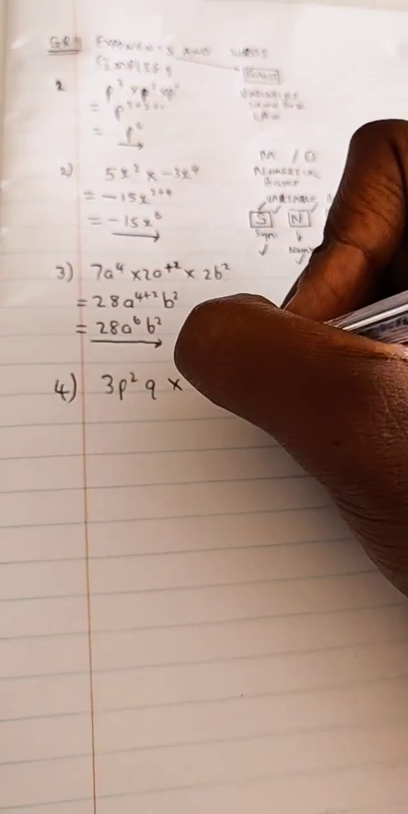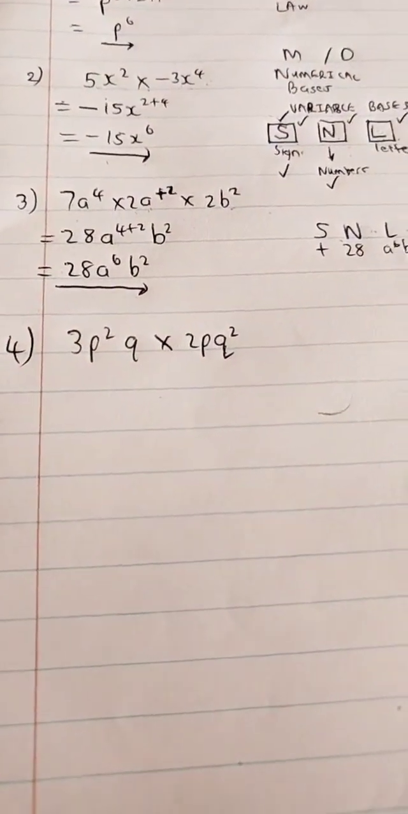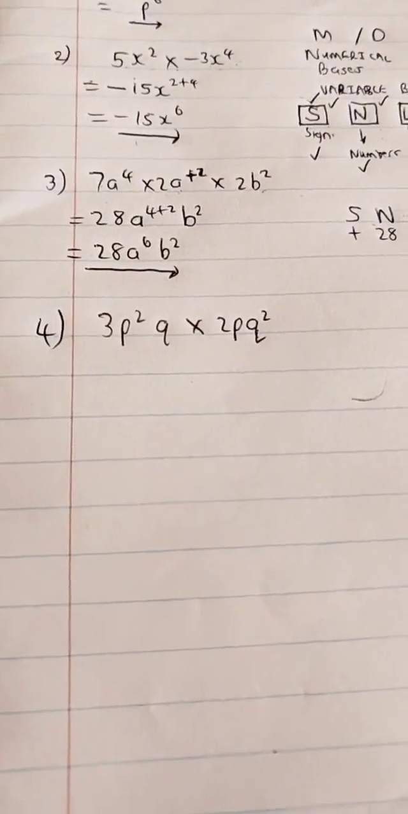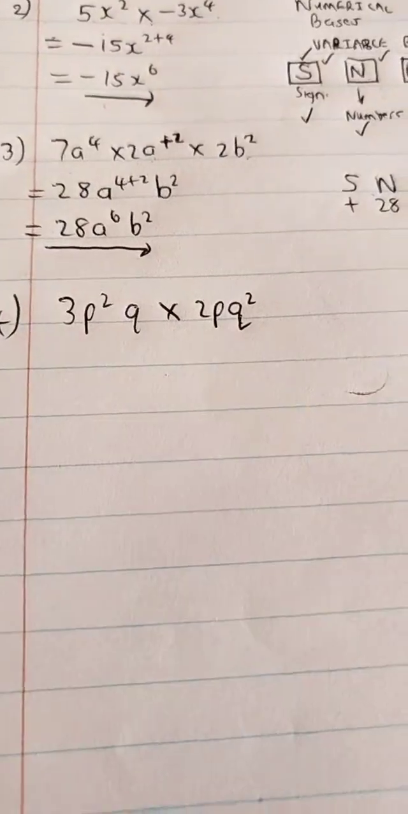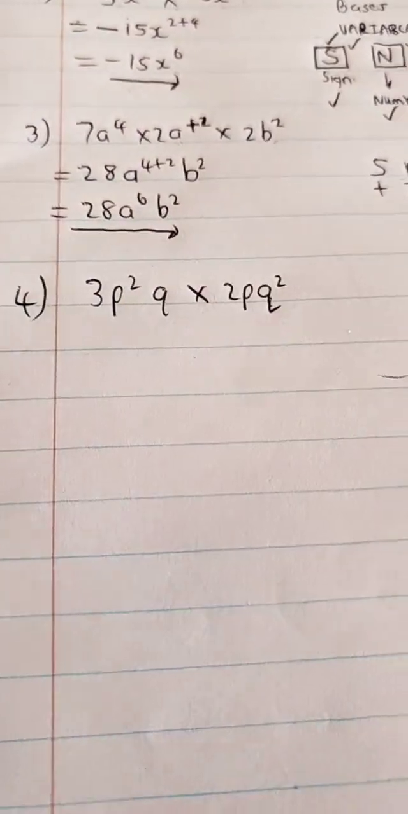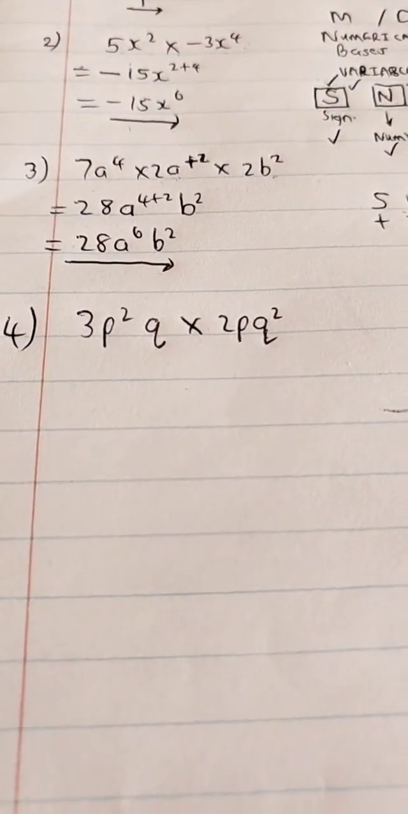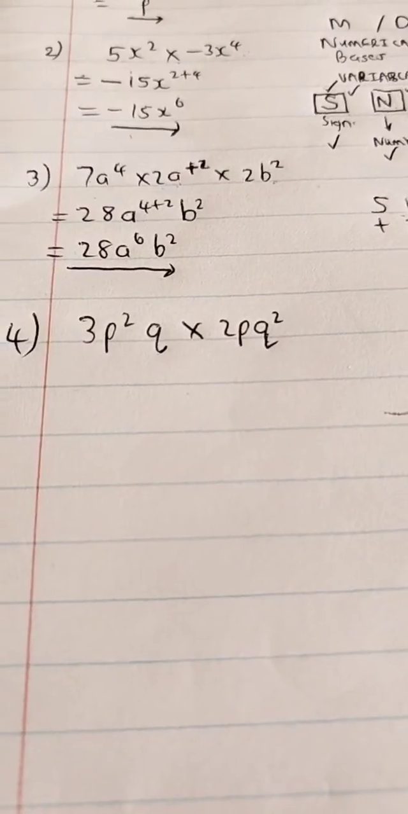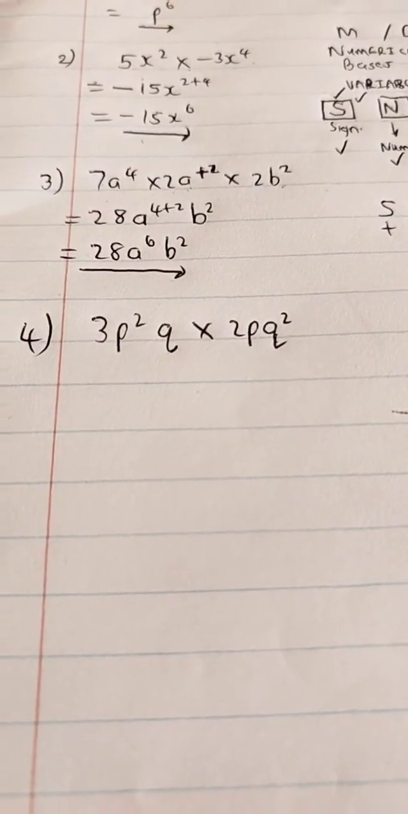Okay, let's look at another question. 3p squared q times 2p q squared. Guys, these are fundamentally the basics. And I know some of you are screaming, come on, can't you just do difficult examples? No, I won't. I need to get the basics through. We are focusing on basics.